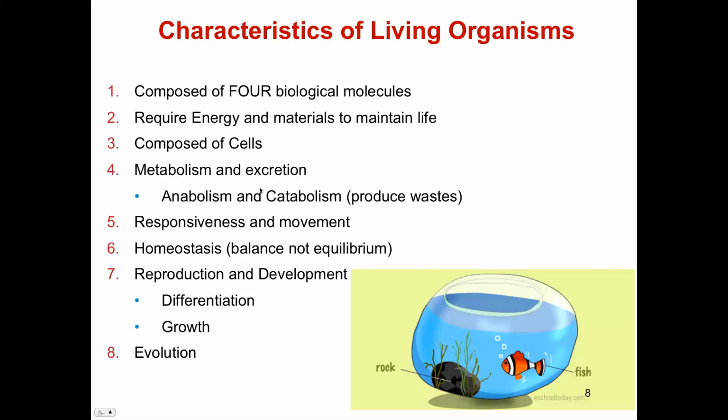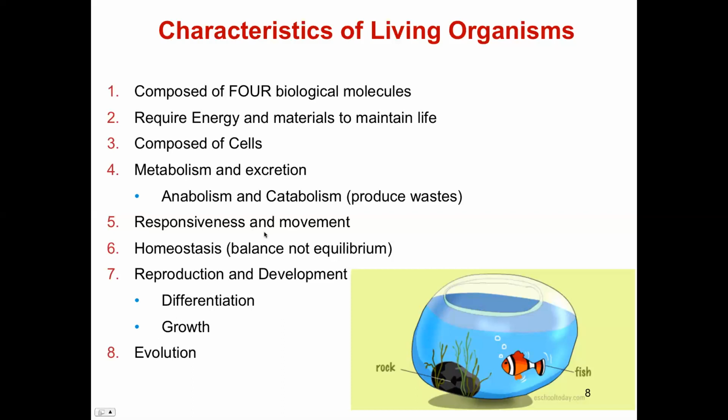Okay, now metabolism and excretion. Metabolism, as we'll go over, is composed of anabolism, which is building, and catabolism, which is breaking down. And there are wastes associated with this process. Water and CO2 are typical wastes that we think of, and other things. So you'll end up talking about that.